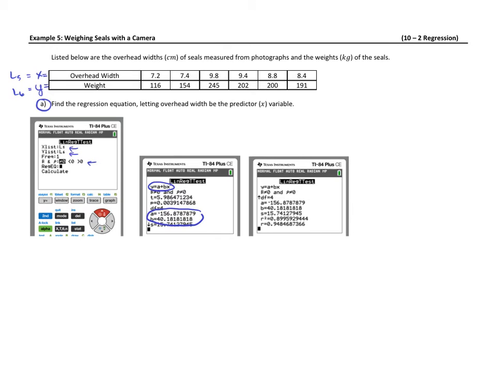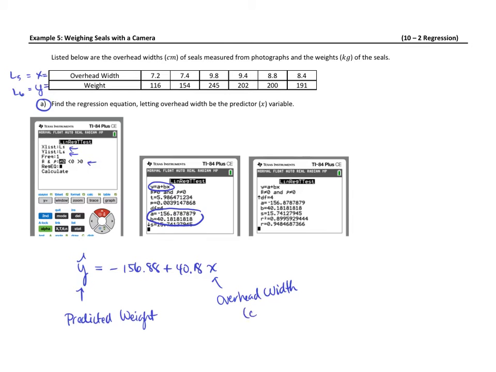So the regression line is y hat equals negative 156.88 plus 40.18x. And again, let's remind ourselves that y hat is the predicted weight, and x here is the overhead width. This is measured in centimeters, and this is measured in kilograms. Before we move on to the next question, let me just write down here LinReg t-test to remind you that that's the test we use to get the regression line.